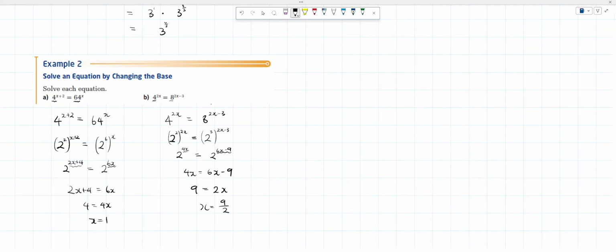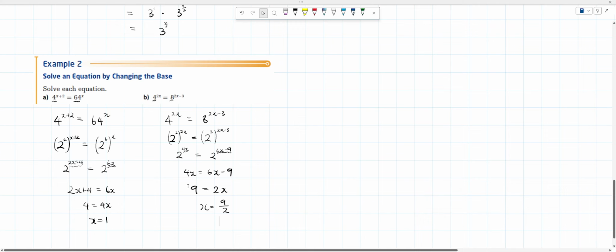So just one note that I want to talk about in this part is that we attempt to find the common base. So for example, in these questions, 4 and 64 had the common base of 2, and 4 and 8 also had a common base of 2. That may not always be possible.